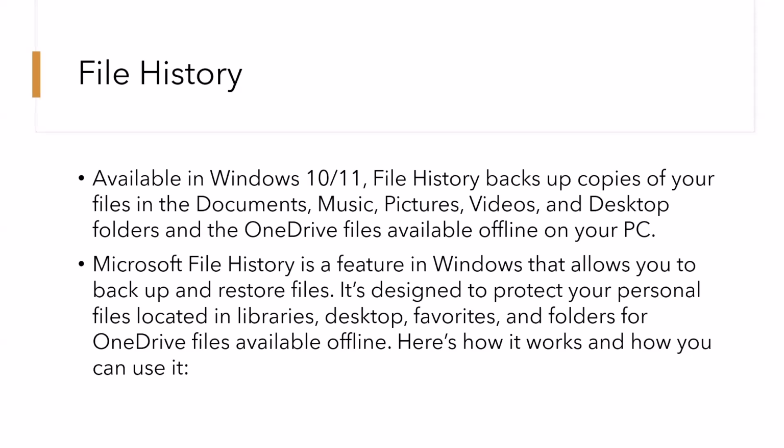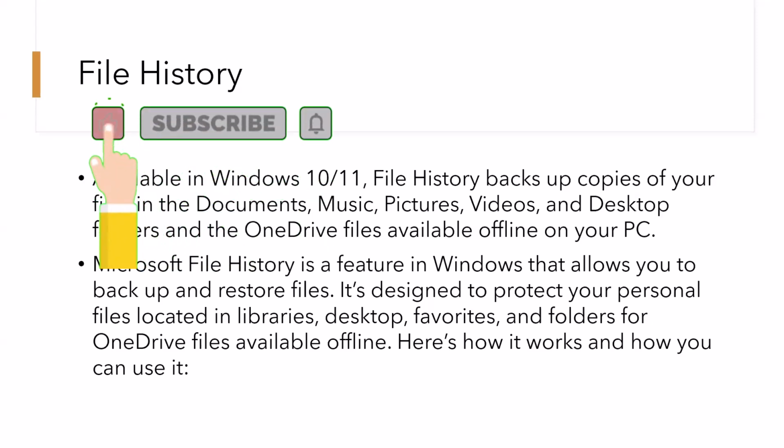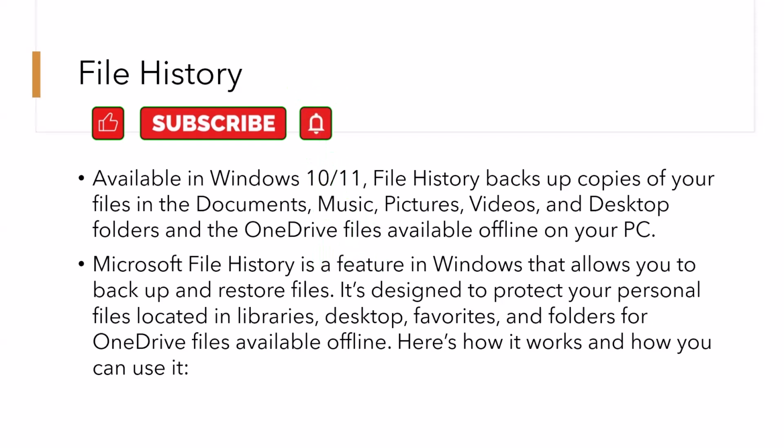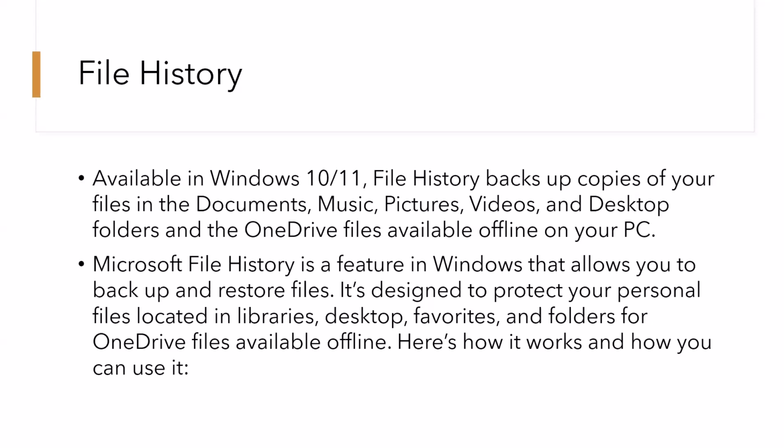File History is available in Windows 10 and 11. What it does is back up copies of your files and documents, music, pictures, videos, and desktop folders, and OneDrive files available offline on your PC. Microsoft File History is a feature in Windows that allows you to back up and restore files. It's designed to protect your personal files located in libraries, desktop favorites, and folders for OneDrive files available offline. Here's how it works and how you can use it.